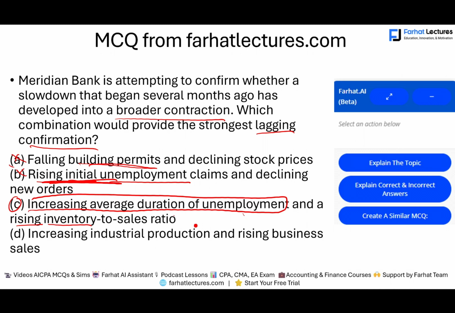D, increasing industrial production, that's a positive thing. And rising business sales, that's a positive thing. And those are coincident indicators.